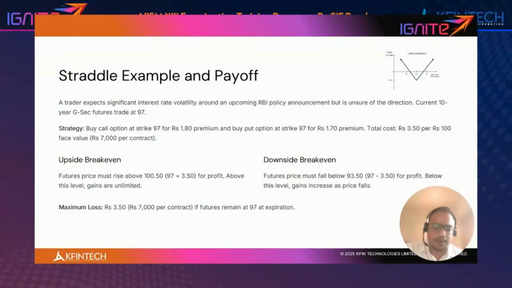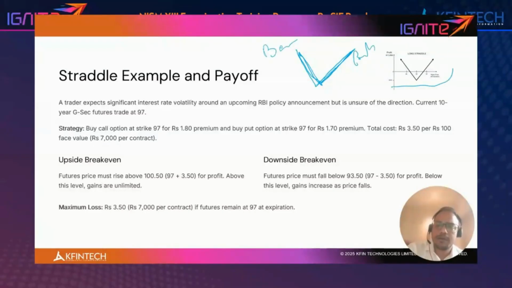Here is a simple example. This is the payoff diagram for a straddle. You don't know which direction, it could be bearish or it could be bullish. A trader expects significant interest rate volatility during an RBI policy announcement and is unsure of the direction. Current price is 97, so it can either go to 100 or it can go to 94.